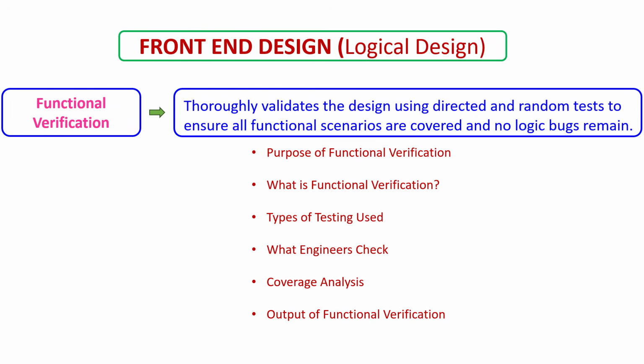What do engineers check here? The engineers check correct data output, FSM transitions, protocol compliance, boundary conditions, and error handling behavior. Every functional path must be validated here. The next one is coverage analysis. Verification is not complete until coverage is high. The types of coverage are code coverage, functional coverage, branch coverage, and state coverage. Coverage ensures all scenarios are tested.